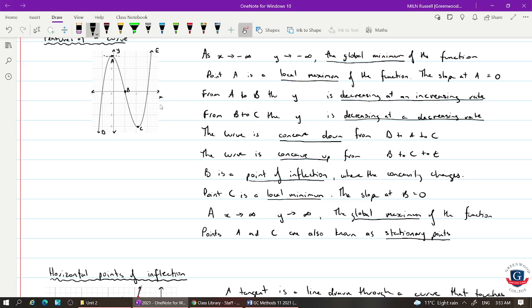Point C is a local minimum, and the slope at C is 0. I don't know why that says B, let me fix it. As x tends to positive infinity, y also tends to positive infinity, where the global maximum is. Points A and C are known as stationary points, because the slope at both of those points would be 0. Let me mark in the slope over here.